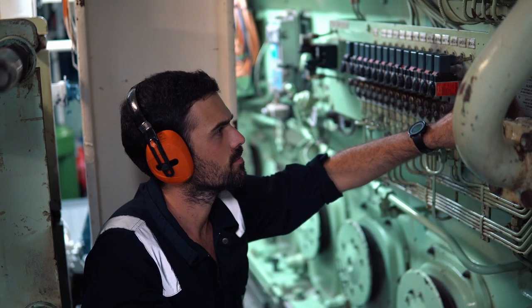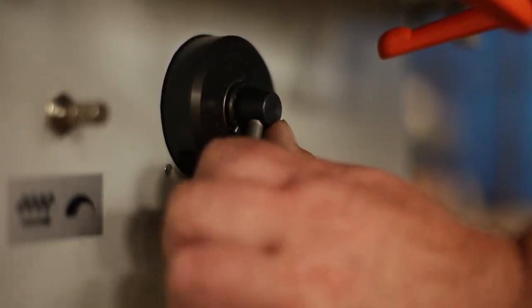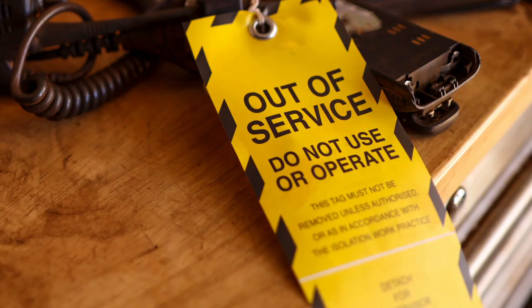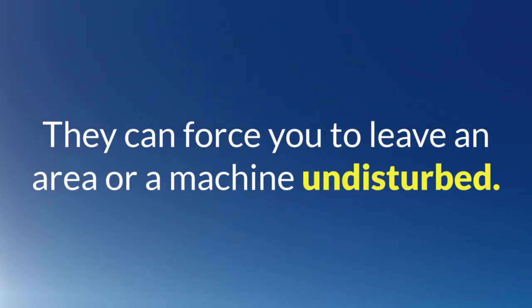So that means they could force you to turn it off, to put barriers around it, maybe a sign on it saying, "Do not use this machine." And if you do use the machine, you're breaking the law. So they can force you to leave an area or a machine undisturbed.